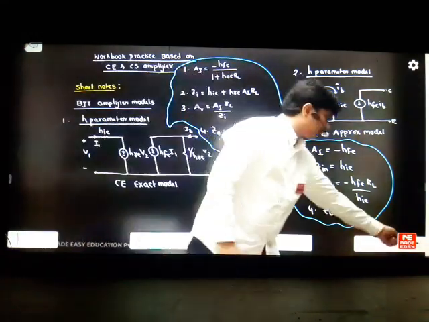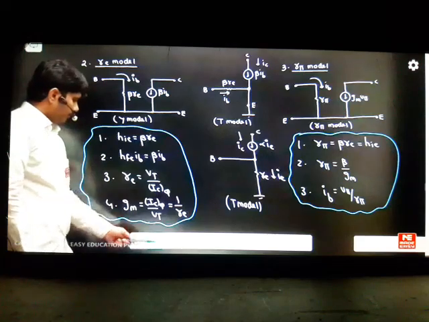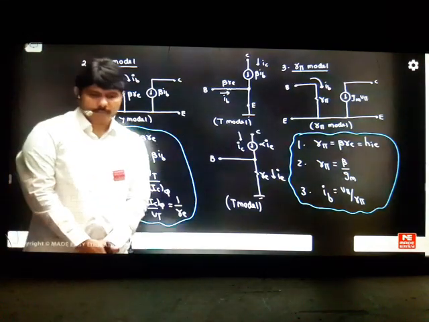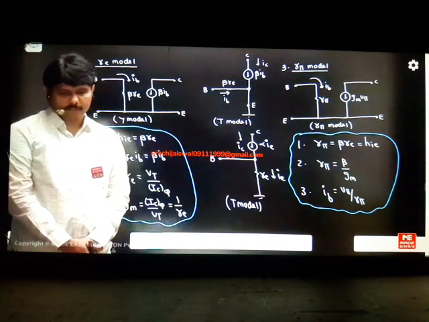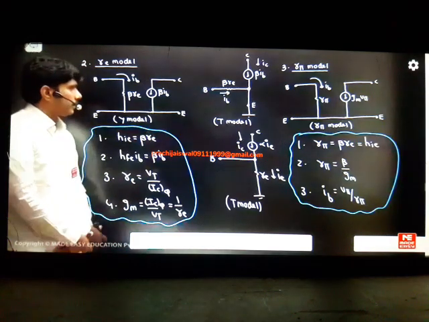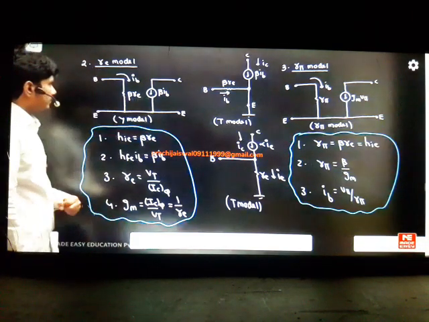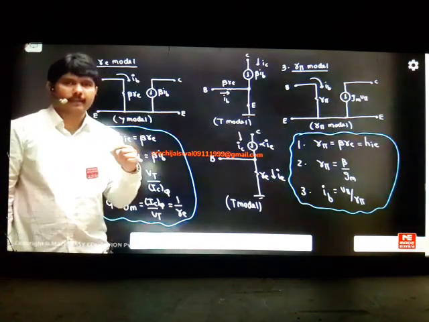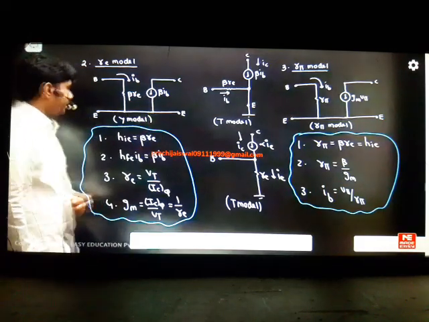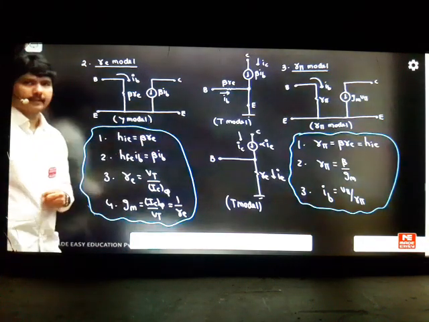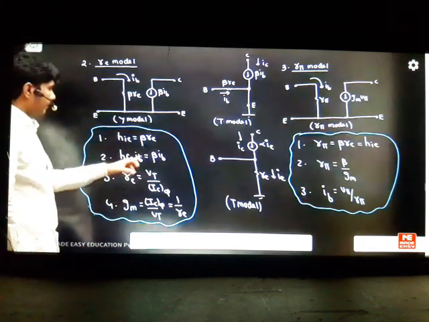So I'm expecting the next slide. You know, this is the next slide. In this slide, I'm teaching about the RE model. Input side we write beta RE, 1 plus beta actually, you can write as approximately beta RE. On this side we have written beta IB. So HIE of two-port network theory can also be written as beta RE, the input impedance. HFE times IB we can write as beta IB.